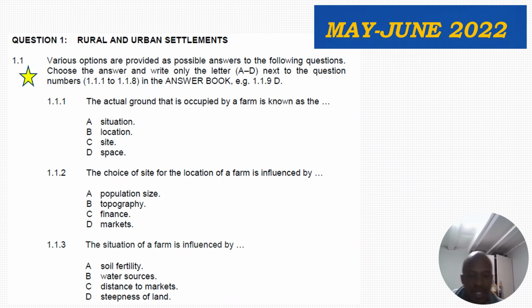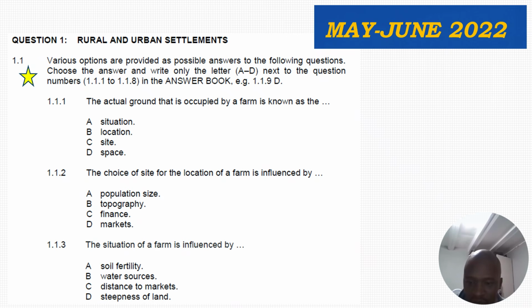Okay, now let's quickly do a question paper from 2022, right? You can see that it says May, June 2022. We're not doing the whole thing, we're just doing a few questions. It's multiple choice. Let's read. The first step is to read the instruction, right? It says the various options are provided as possible answers to the following questions. Choose the answer and write only the letter.